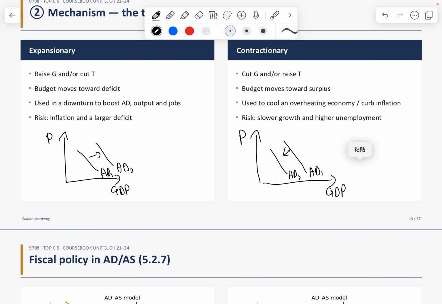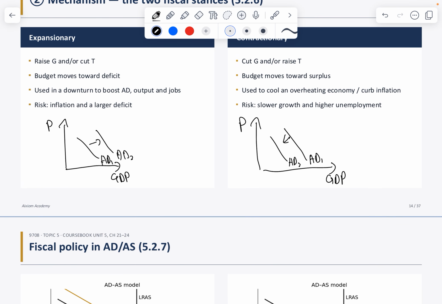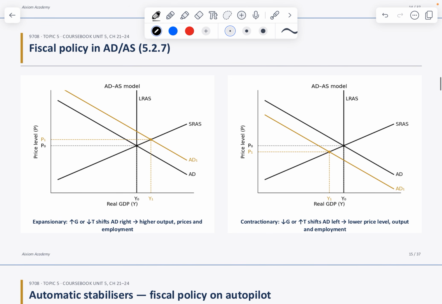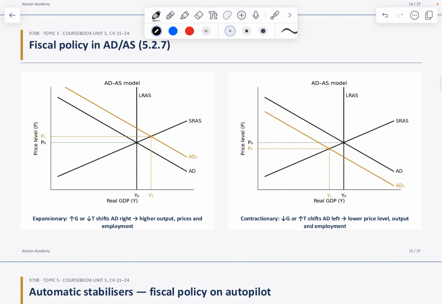So expansionary, basically you raise government consumption, government spending, and also cut taxes, then you will increase the whole demand and economy. And contractionary is just vice versa. This is a very good graph to show what expansionary and contractionary is. This is definitely the graph you need to remember to draw in your exam, and this will earn you the analyzing mechanism marks.